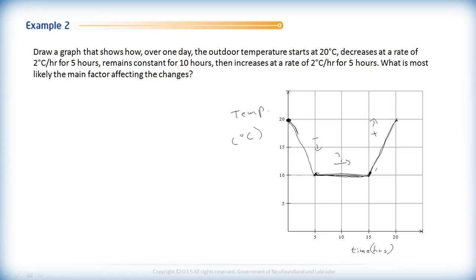What do you think is the most likely cause? That the temperature dropped, and then for a 10-hour period, it stayed fairly low, and then it went back up. During a 20-hour period, which is a good portion of a day. I'm going to guess nighttime. Just a shot in the dark, but to me that sounds like the most reasonable explanation. Could have been a cold snap, could have been anything, but it says what's most likely the main factor. I'm going to guess it's nighttime. We dropped when the sun went down, stayed consistent for a while, then went back up.